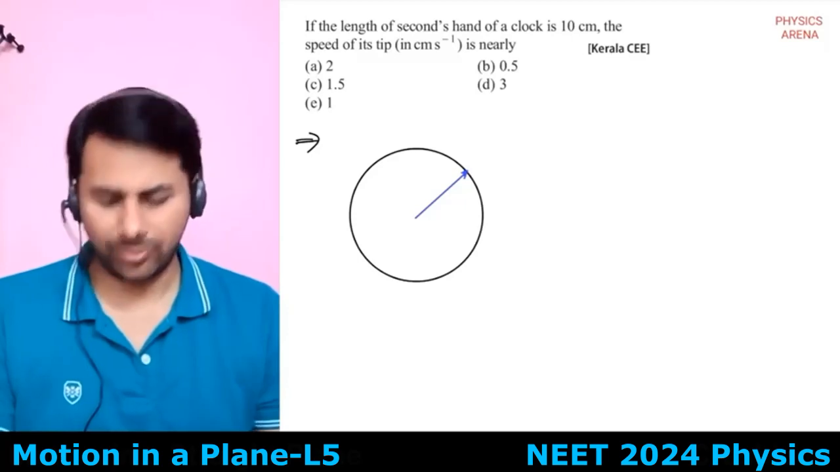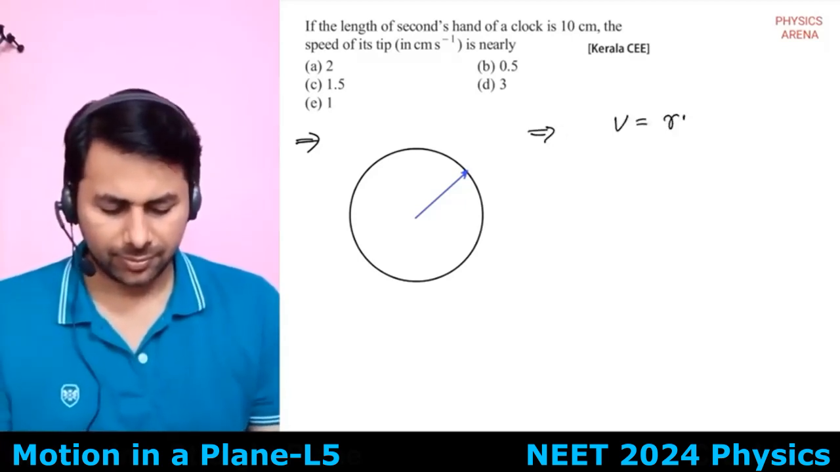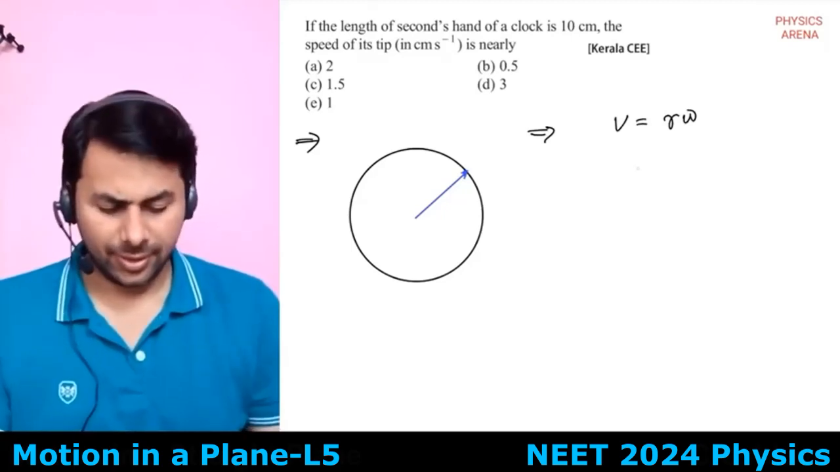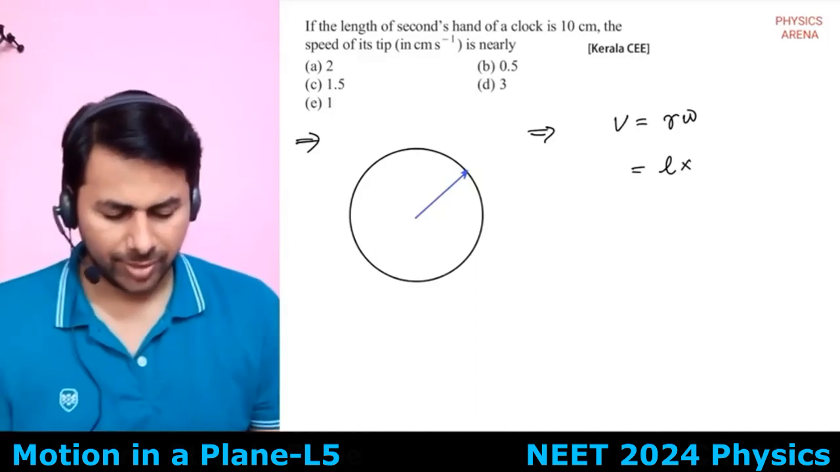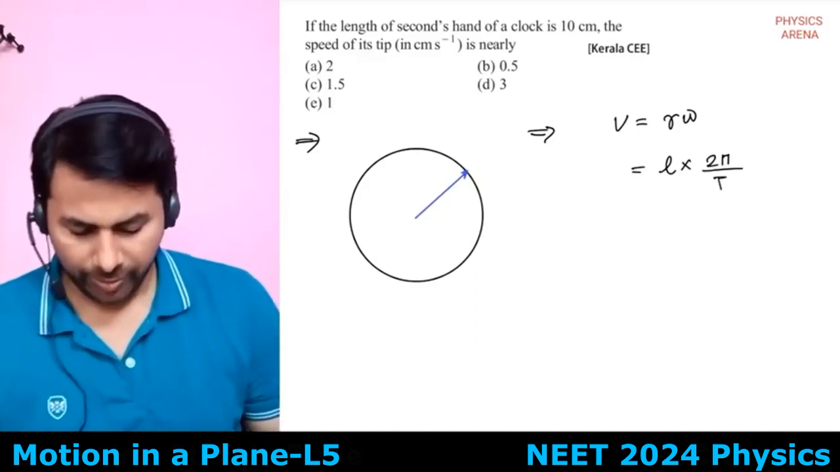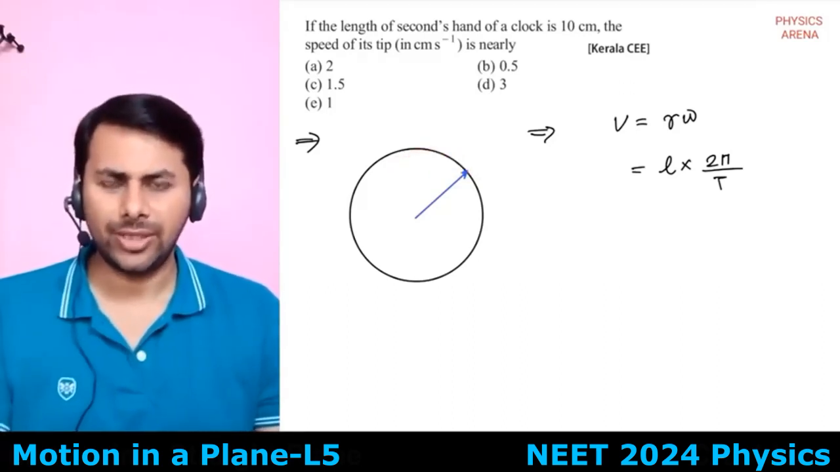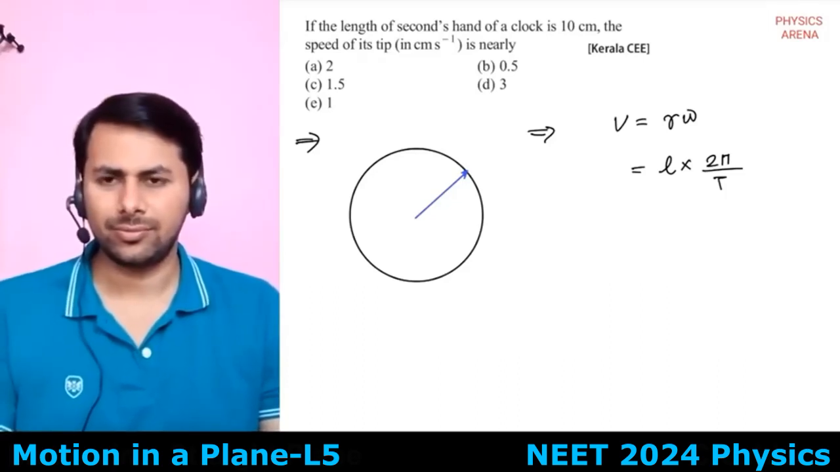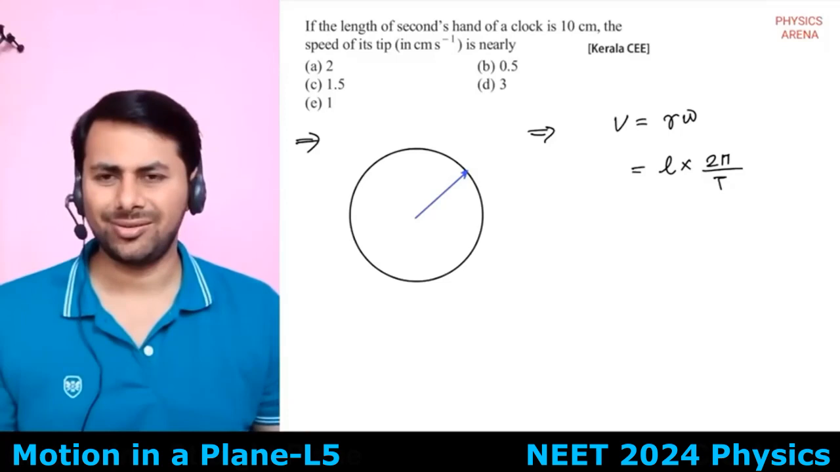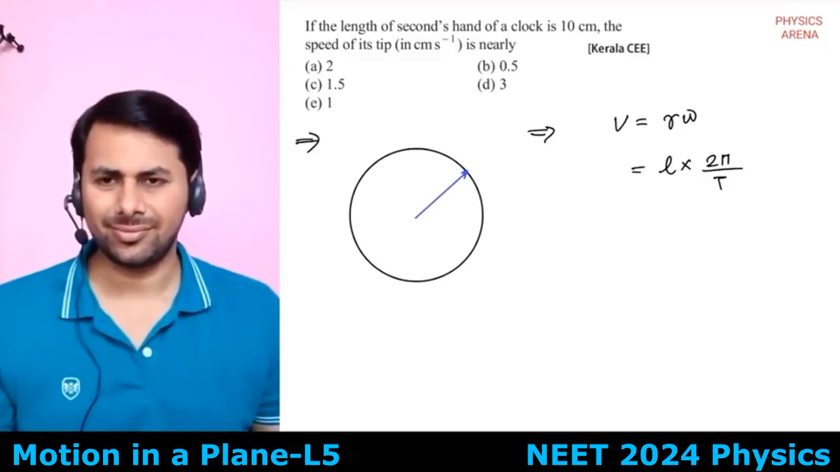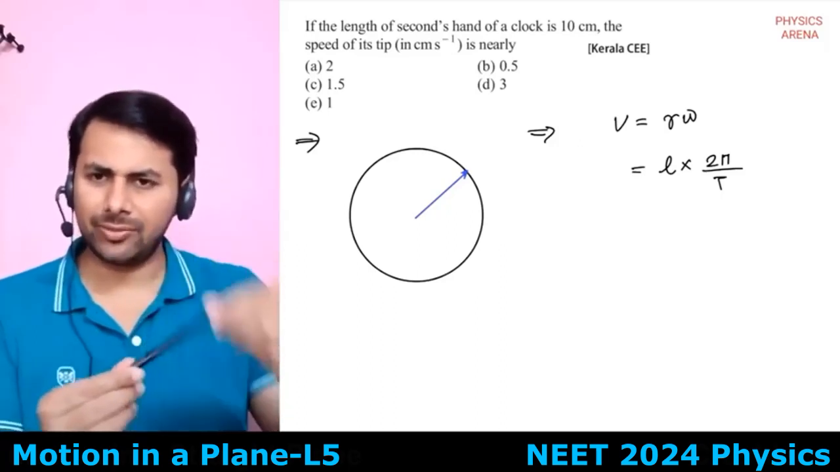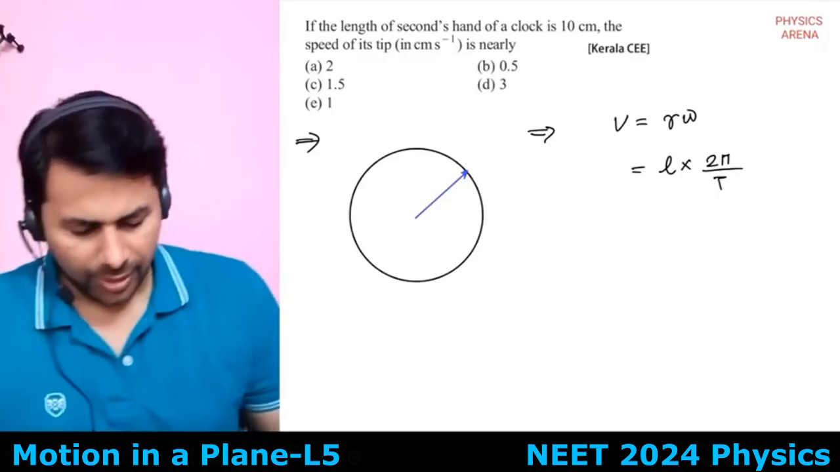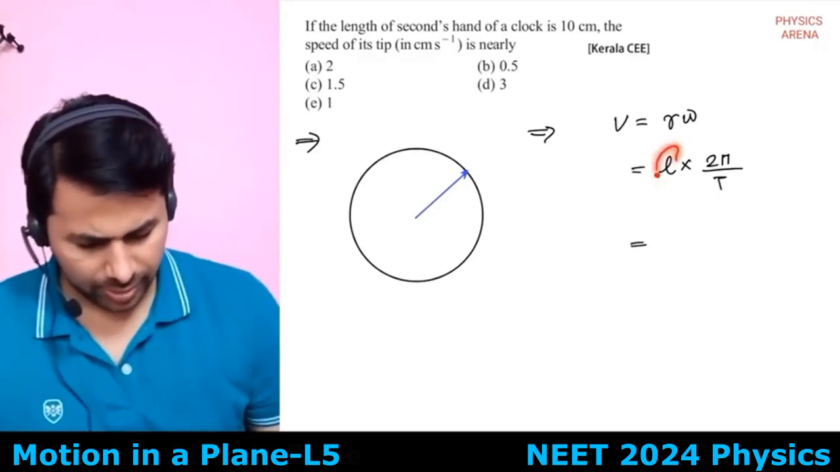This is the question. So we have got some formula, V equals to something. That will be equal to R omega. What is R? It's the length of the second hand. And what is omega? It's 2 pi divided by T. What will be the time period of the second hand? How much time does it take to cover one revolution? The second hand of a clock takes 60 seconds. In 1 minute, suppose it starts from 12, in 1 minute it will come back to 12, that is 60 seconds. So you have the time period, you have the length also.